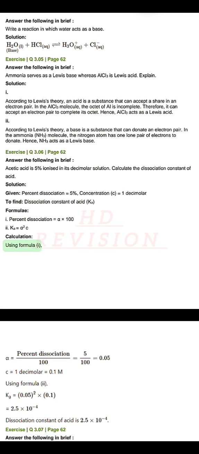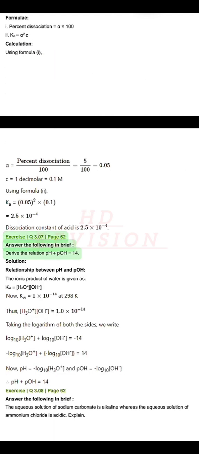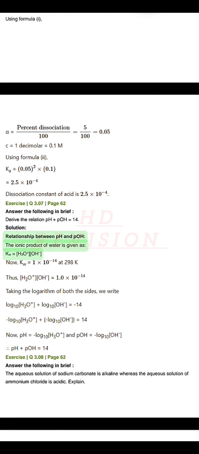Calculation: using formula I. Exercise Q3.07, page 62. Answer the following in brief. Derive the relation pH plus pOH equals 14. Solution. Relationship between pH and pOH. The ionic product of water is given as Kw equals [H3O+][OH-].